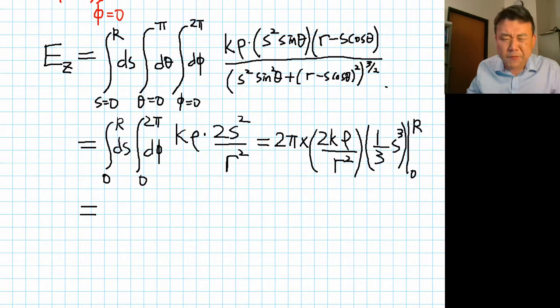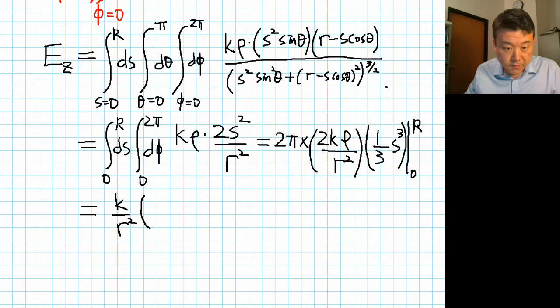Let me factor k over r squared out to the front. What's remaining is 2 pi times 2, so 4 pi divided by 3, times, let's see, what do I have remaining? Oh, r plugs into s, so r cubed, times rho, the density. Does anything look familiar?